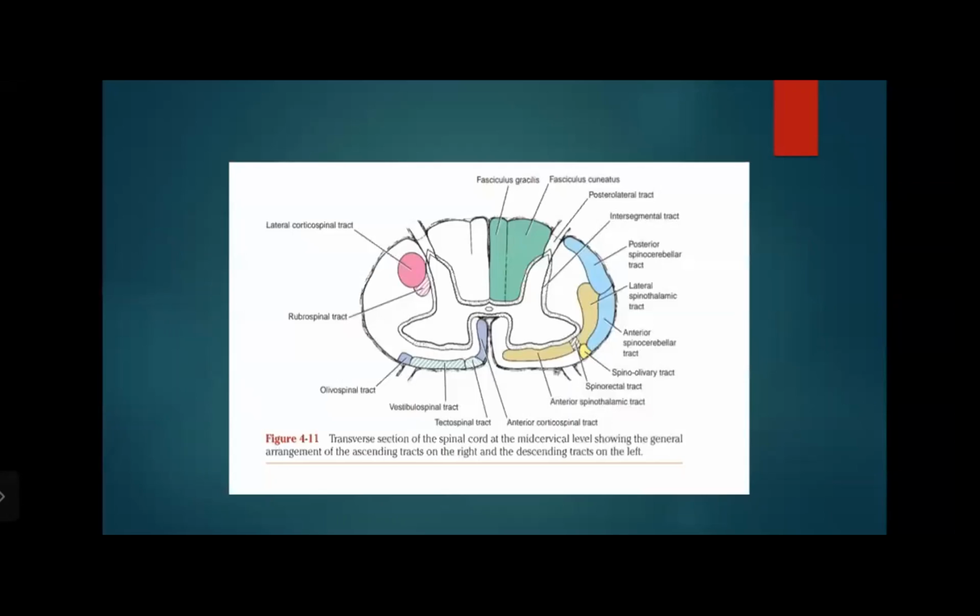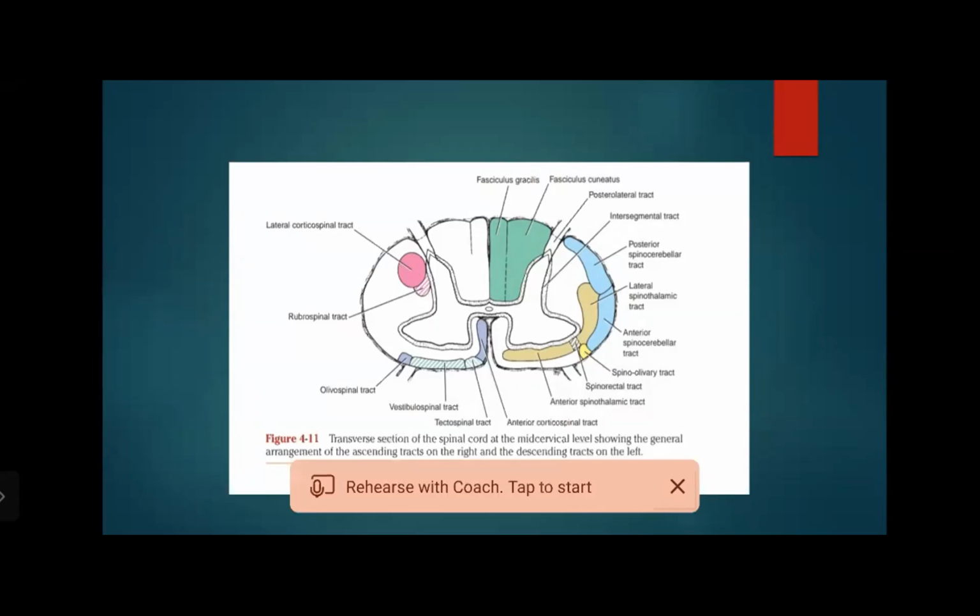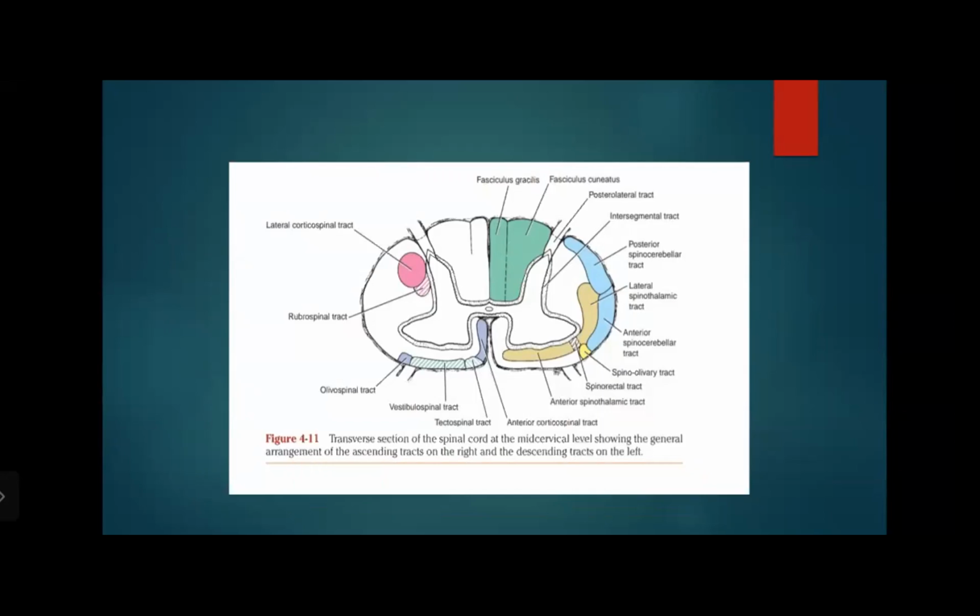As you can see, this is the transverse section of the spinal cord showing the mid-cervical level, with the general arrangement of the ascending tracts on the right and the descending tracts on the left. We are going to focus on the right side, which includes fasciculus gracilis, fasciculus cuneatus, posterolateral tract, then the intersegmental tract, and the lateral spinothalamic tract.